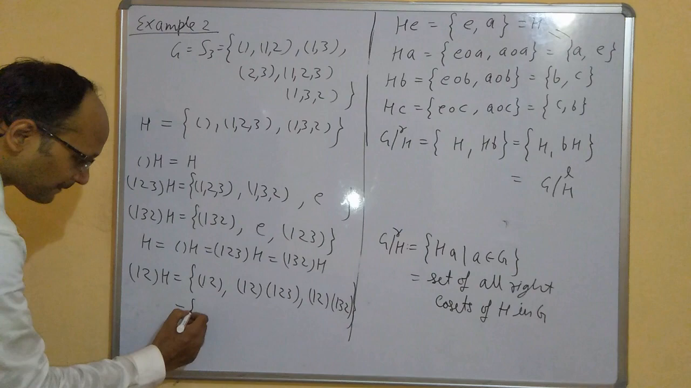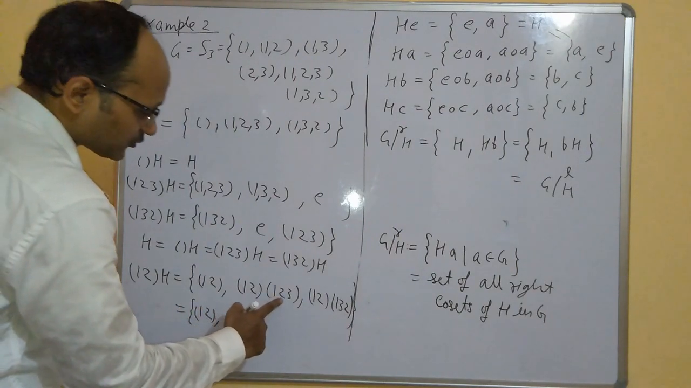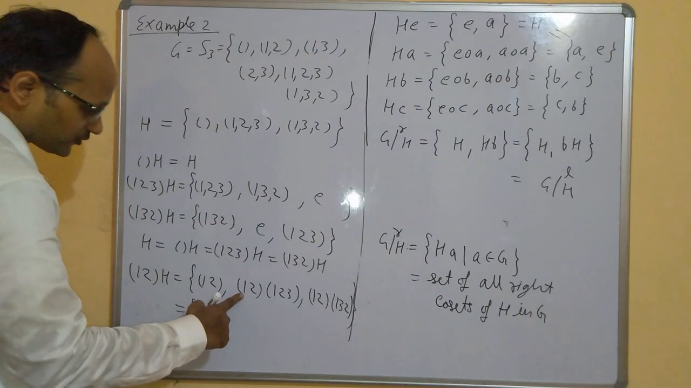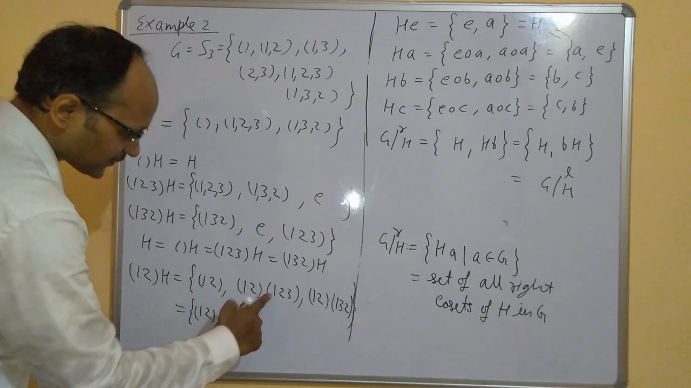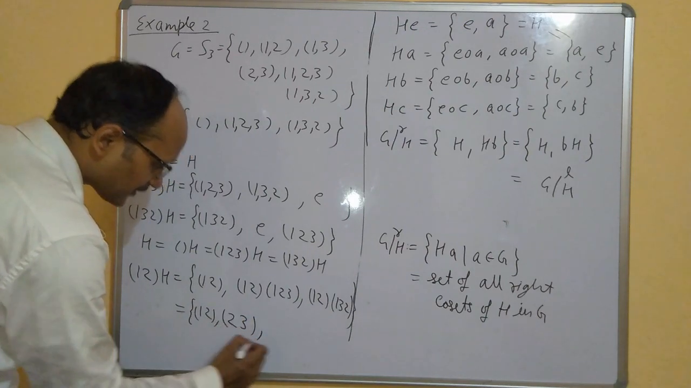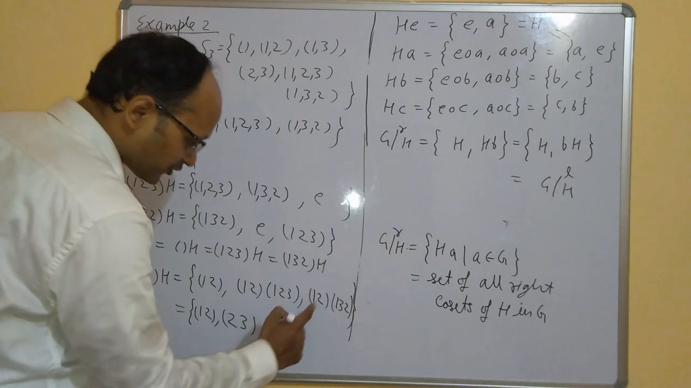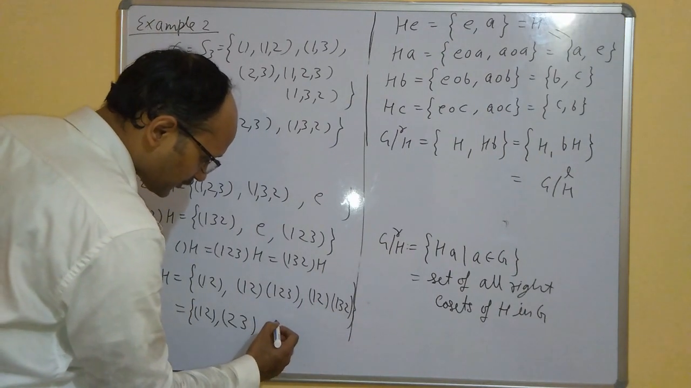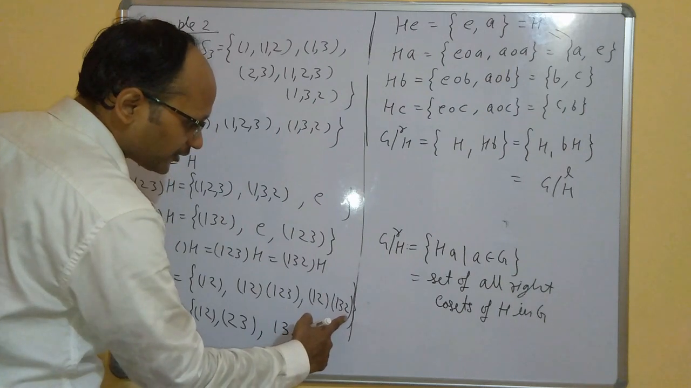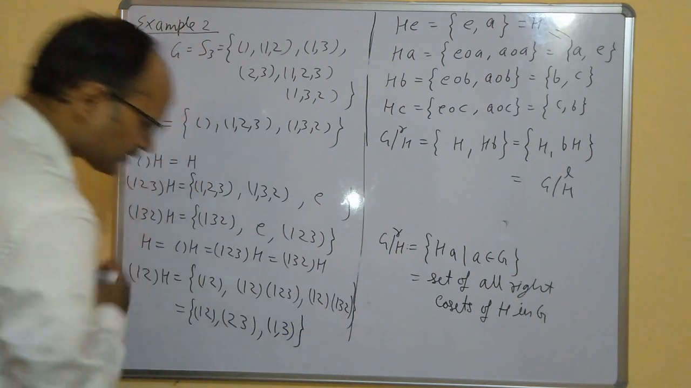What will we get? (1 2) times (1 2 3): 1 is going to 2, 2 is going to 1, so 1 is fixed. And 2 is going to 3, so it is (2 3). Now 1 is going to 3, 3 is going to 3, so this is (1 3). And 2 is going to 1, 1 is going to 2, so 2 is fixed. So this is this thing.